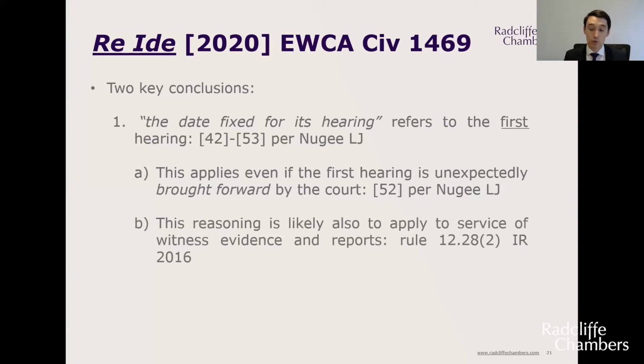The second point to bear in mind here is, in my view, this conclusion is equally likely to apply under Rule 12.28, which deals with the service of expert reports and witness statements. That section uses the same phrase as 12.9.